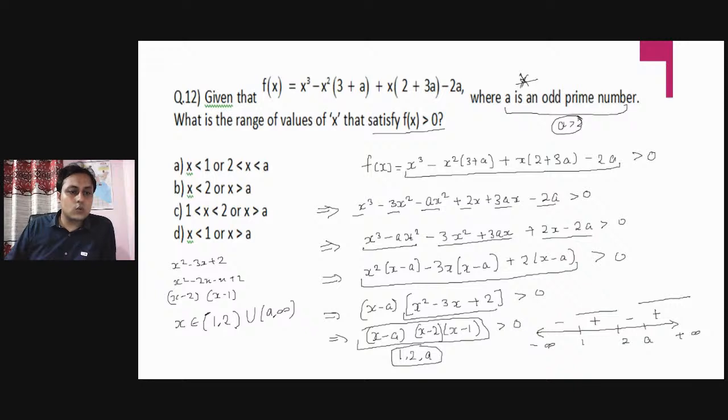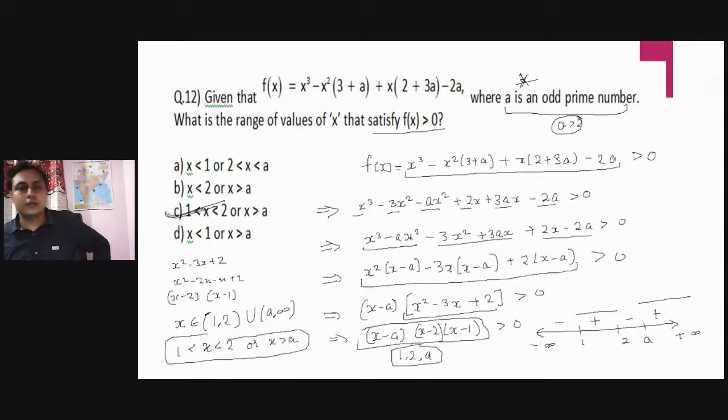So x belongs to (1, 2) union (a, infinity), or you can also write it as x lies between 1 and 2, or x greater than a. That is option C. Got it, guys? Again, a beautiful question of inequality. So come to the next.